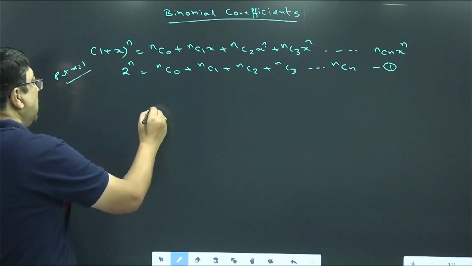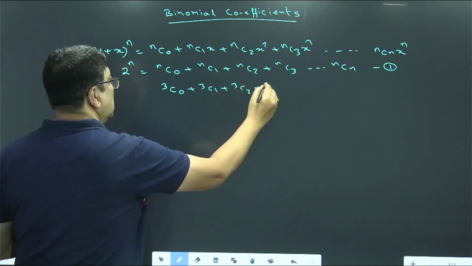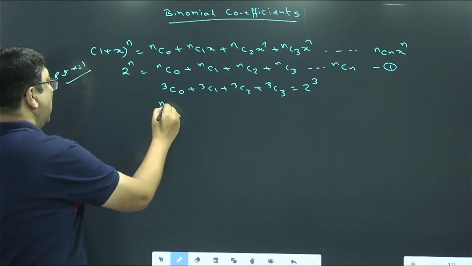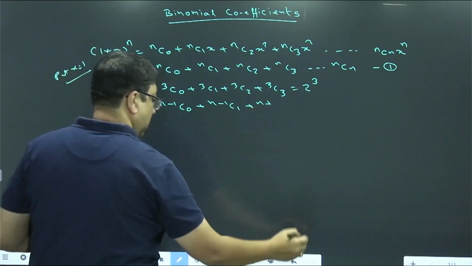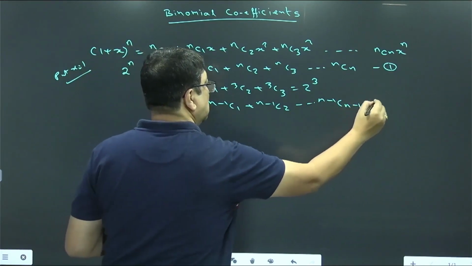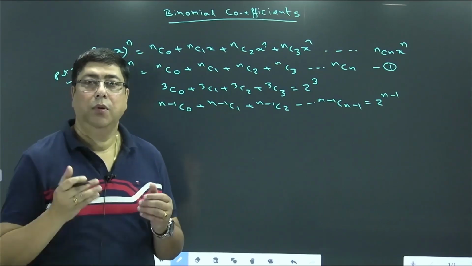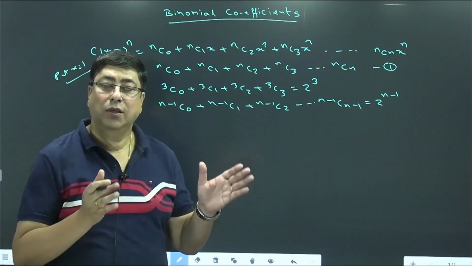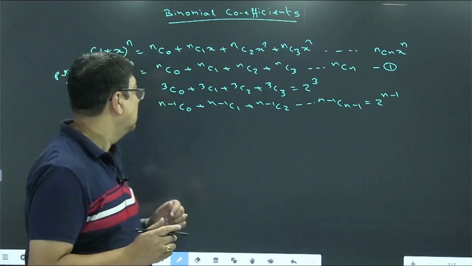It means 3C0 + 3C1 + 3C2 + 3C3 is 2^3. If it is (n-1)C0, (n-1)C1, (n-1)C2, up to (n-1)C(n-1), this is 2^(n-1). In this way, now putting different values, we are getting different series, and you have to keep them in mind. These are the fundamental series. To solve the JEE examination sums, we have to remember all these things.